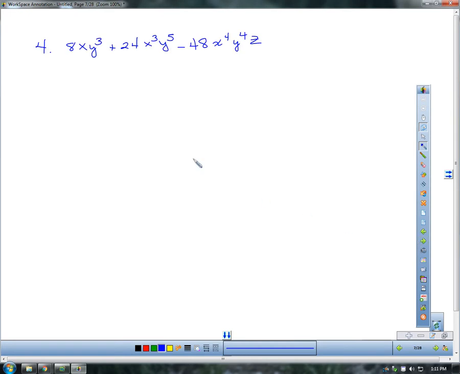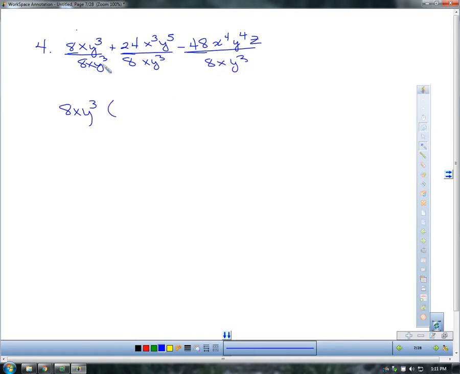This one, everybody freaked out about this one today. Anytime you see a problem with more than one variable, you are not going to have to factor it beyond the point of GCF if there's still more than one variable after I do my GCF. So 8, 24, and negative 48 all have an 8 in common. They all have an x, with x being the lowest power. They all have a y, with y cubed being the lowest power. So I'm going to go ahead and divide everything by x, y cubed.